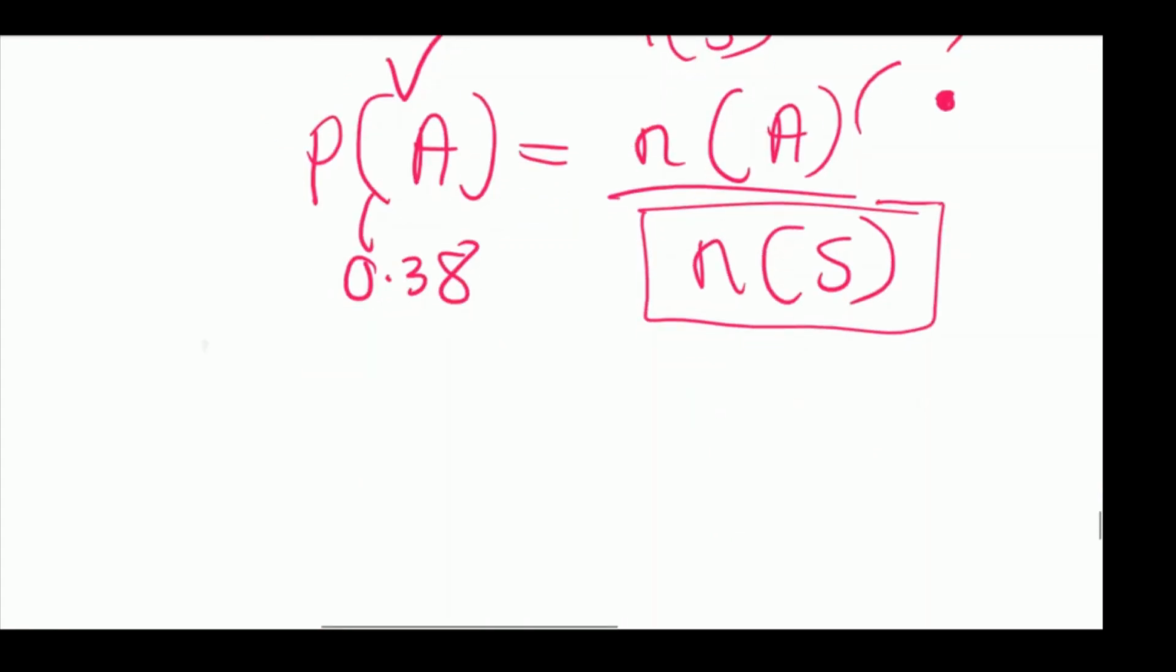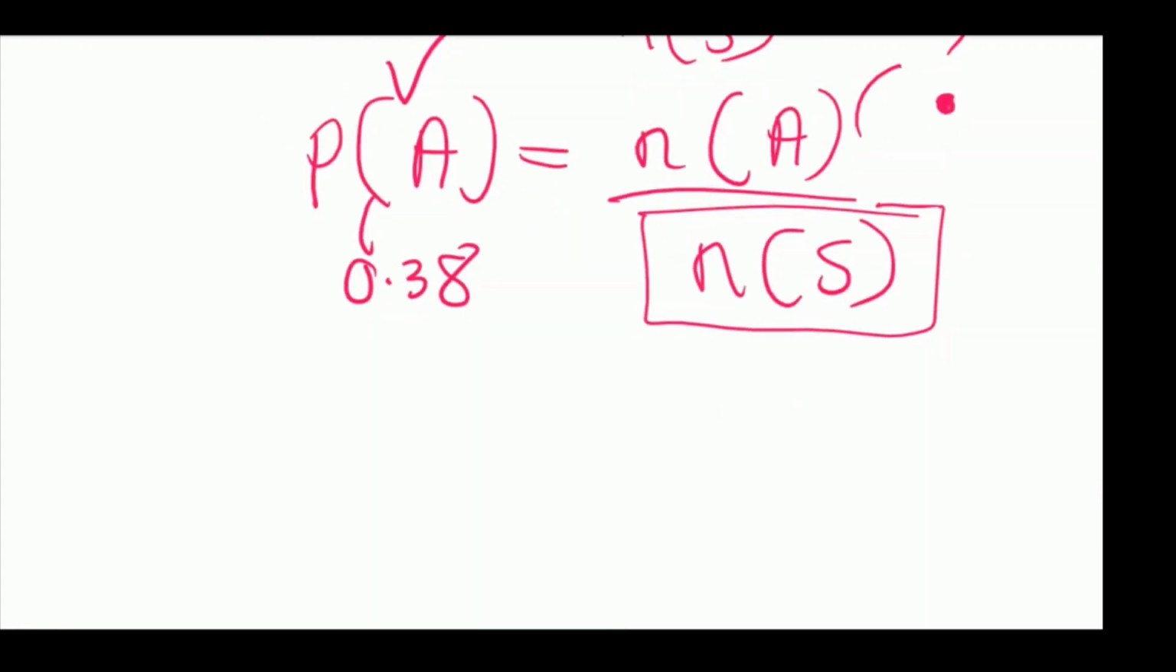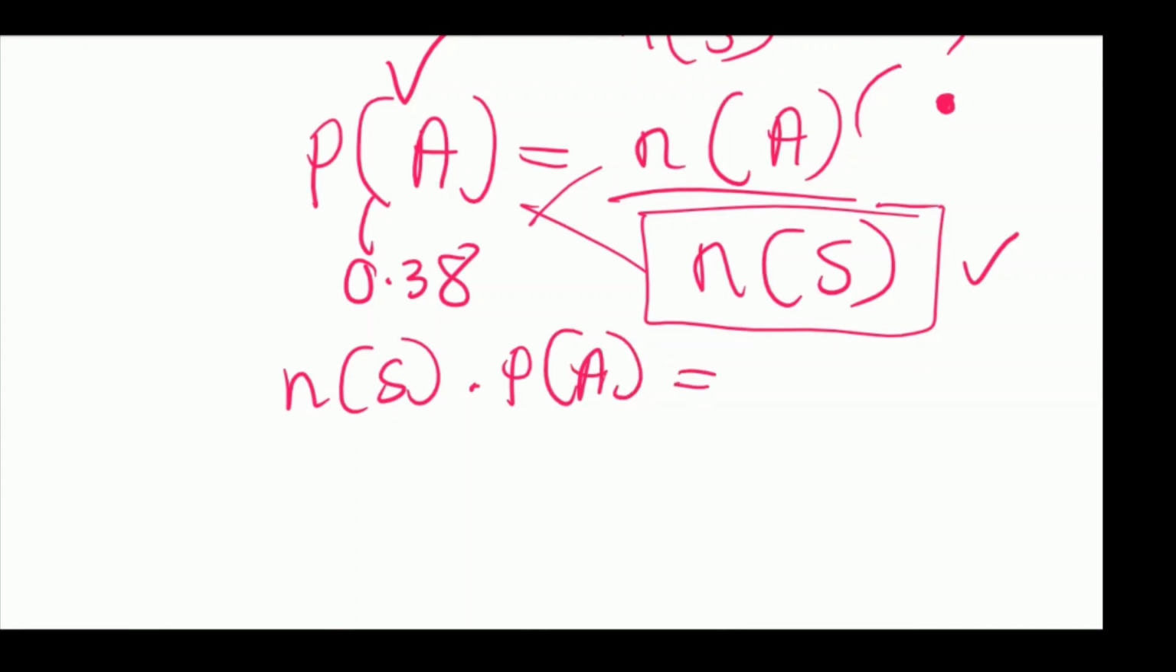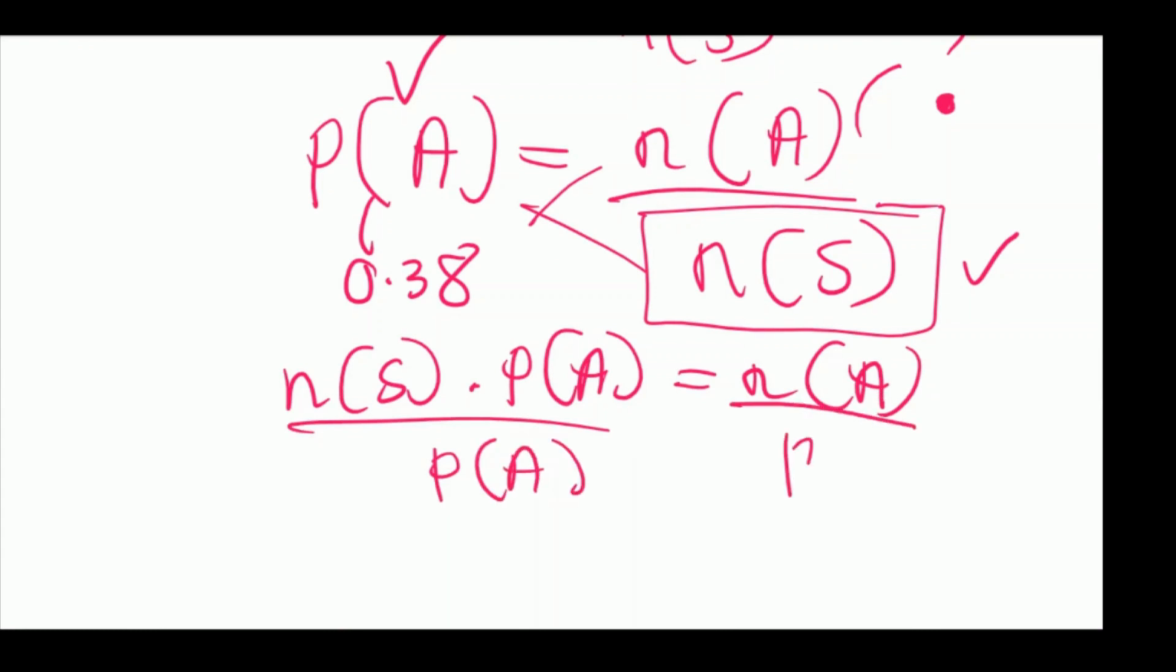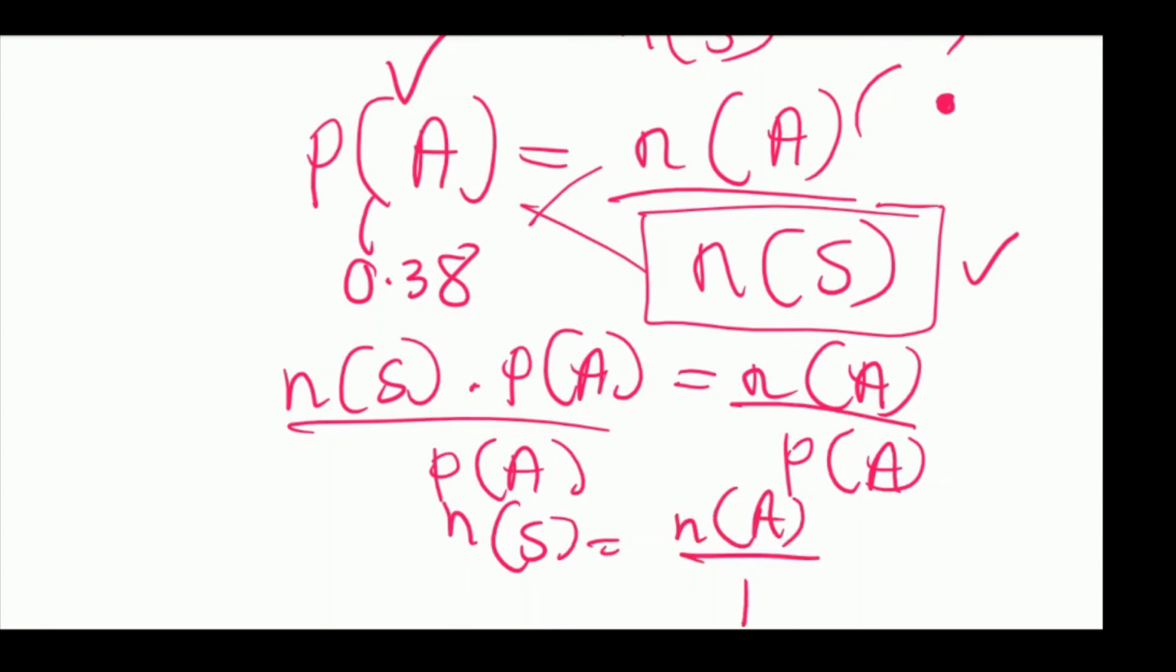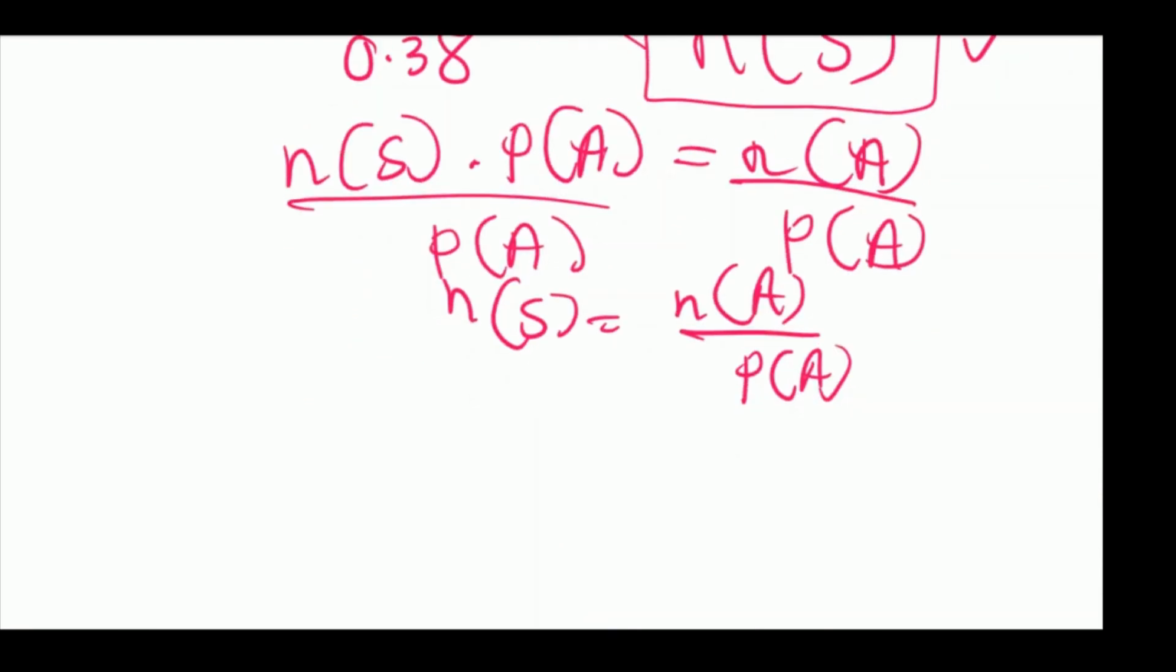If, for example, we were told, because we are looking for the number of samples, we would cross multiply and say N of S multiplied by P of A is equal to N of A. To find N of S, we divide by P of A, meaning N of S is equal to N of A divided by P of A. So this is how we would find the sample space of this problem.